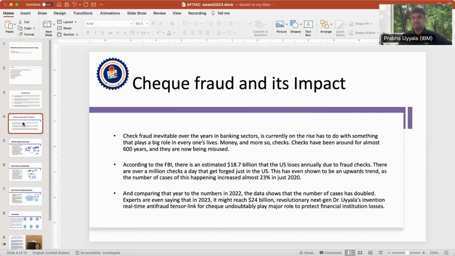Over a million checks a day get forged in the US, right? People will steal the checks from the postal banks, forge them, go to the bank, and get the money. Or in the US, do you know that a check can be claimed?